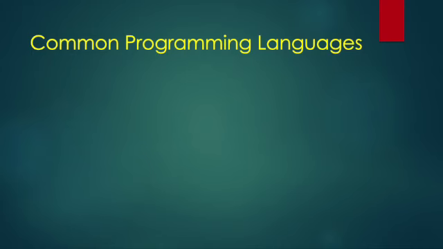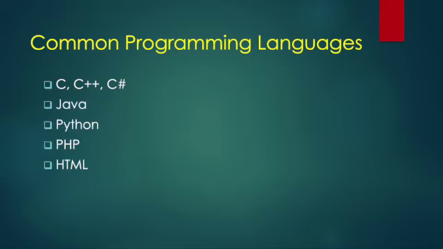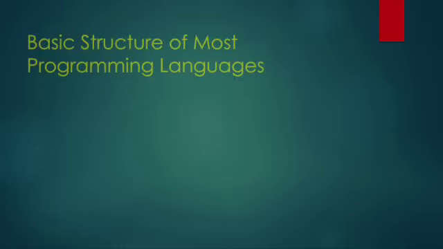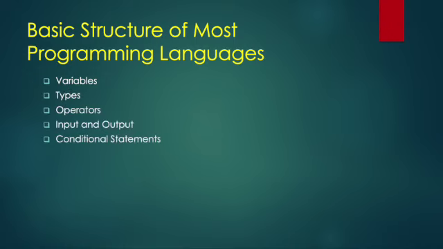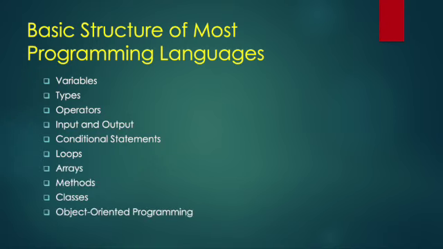I have learned and taught several programming languages like the C family, which includes C, C++, C Sharp, Java, Python, PHP, HTML, JavaScript, and a lot more. And one thing I've come to discover is that they all follow the same basic structure that includes the variables, the types, the operators, input and output, conditional statements, loops, arrays, methods, classes, and then finally object-oriented programming.